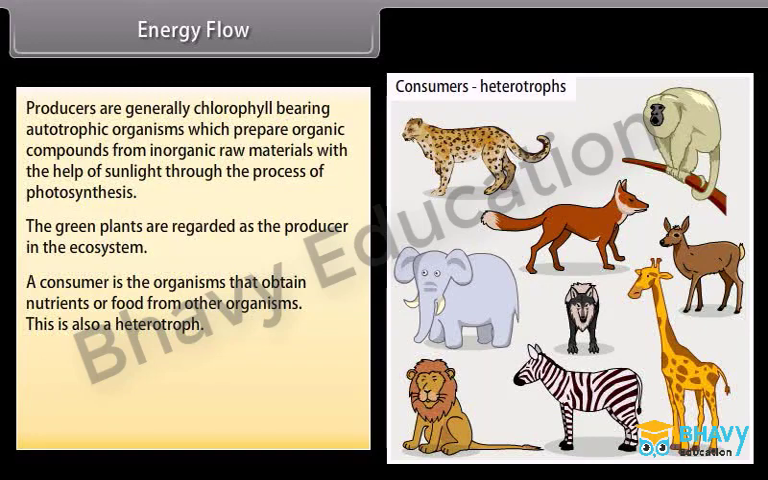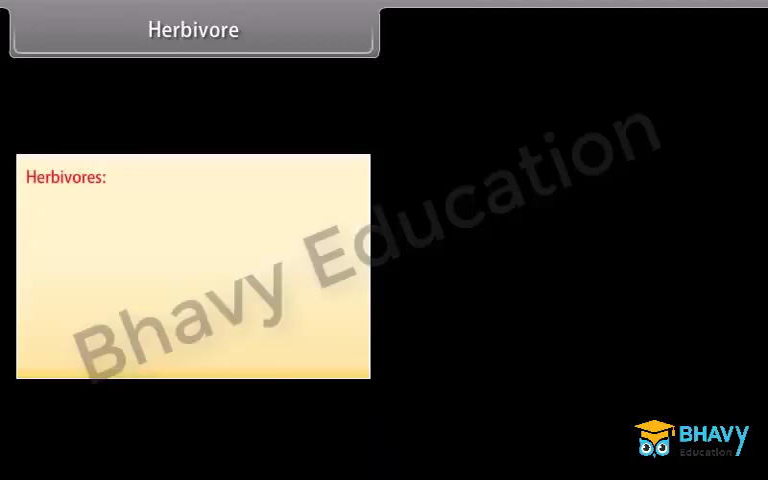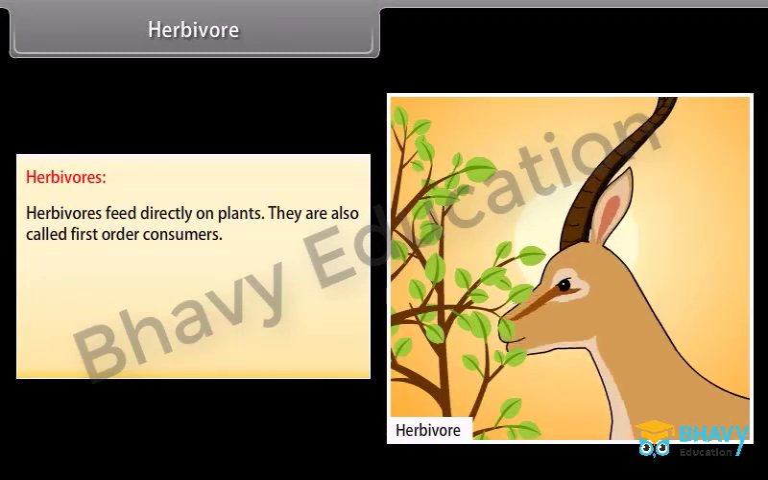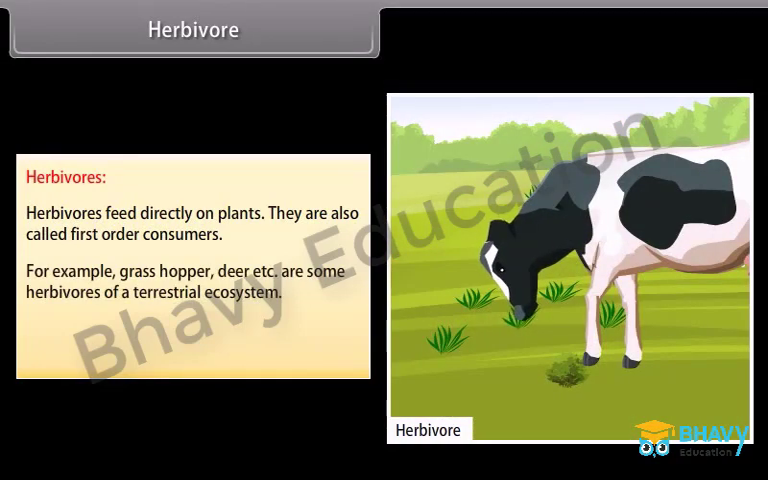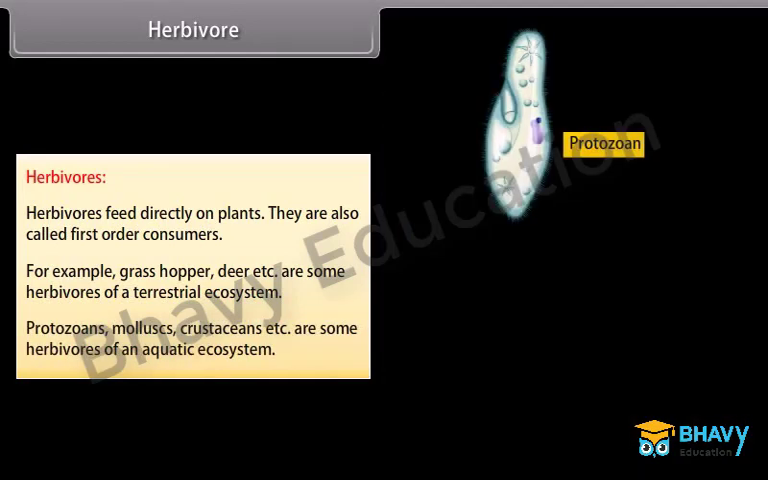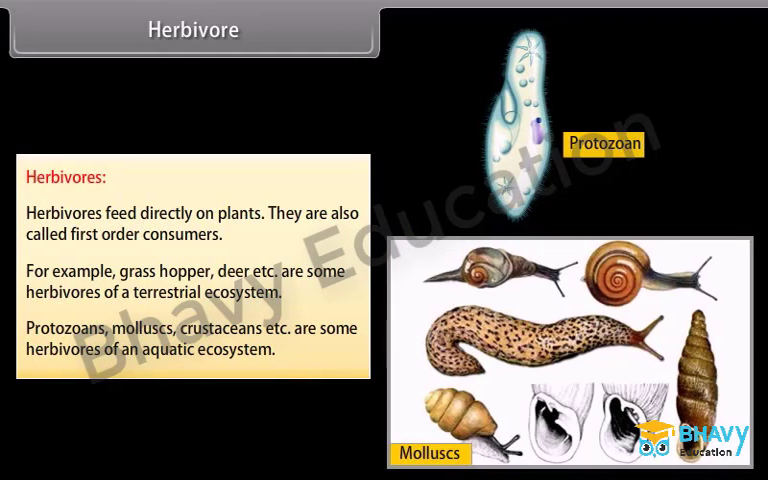All the animals shown in the figure are consumers and so on. Consumers are of two types. They are herbivore and carnivore. Herbivore. Herbivores feed directly on plants. They are also called first-order consumers. For example, grasshopper, deer, etc. are some herbivores of a terrestrial ecosystem. Protozoans, mollusks, crustaceans, etc. are some herbivores of an aquatic ecosystem.